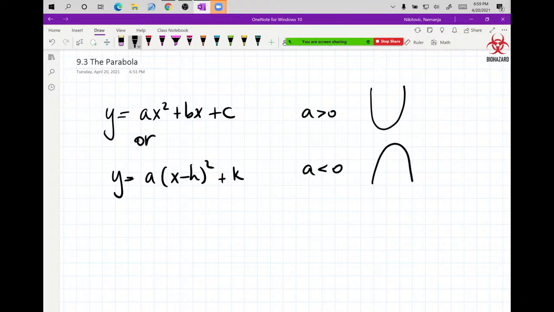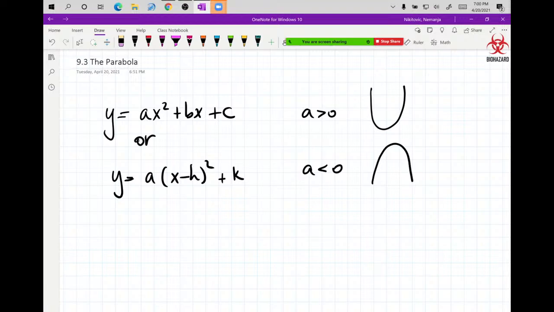Now clearly a is not allowed to be 0, because if a was 0 that would kill the x squared term, and then you just have a linear line. You don't have a parabola anymore. So this is something that you already covered back in chapter 2. I believe section 2.2 was on the quadratic function, which is called a parabola. Today we're also going to see sideways parabolas that actually have y squared in them.